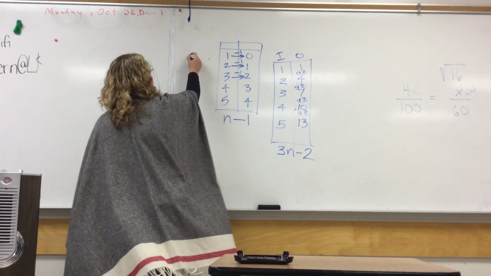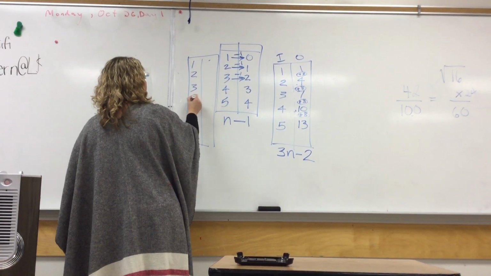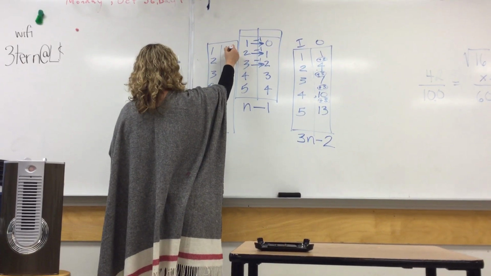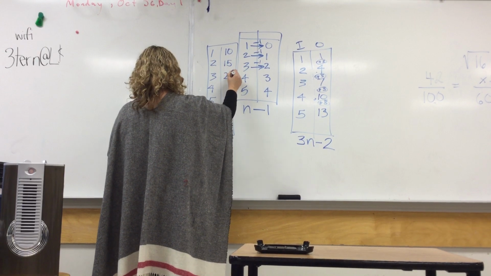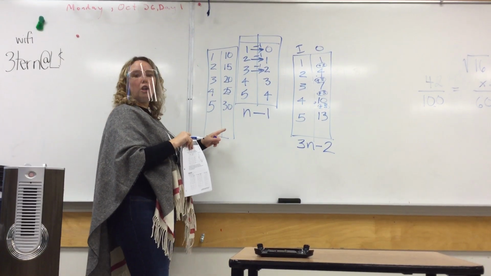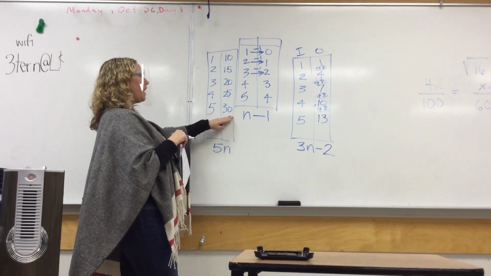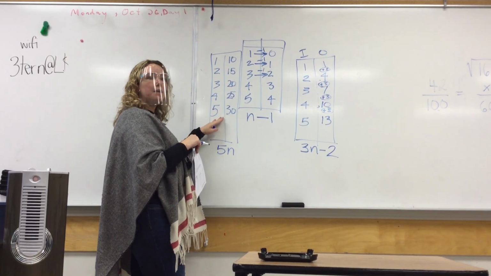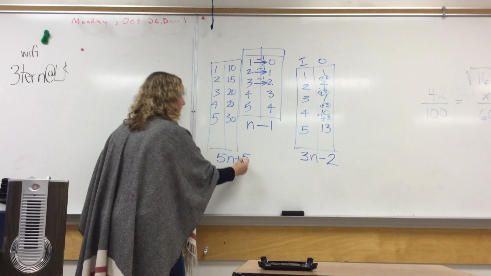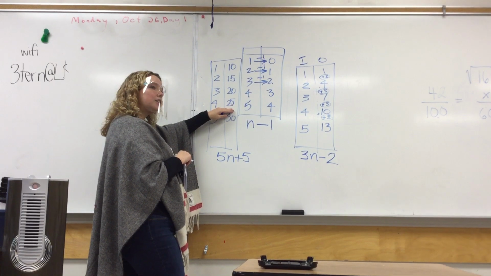Let's try it one more time. Inputs 1, 2, 3, 4, 5. Let's do outputs 10, 15, 20, 25, and 30. What is this output column going up by? 5. So 5n. 5 times 5 is not 30. What is 5 times 5? 25. How am I going to get it to 30? Plus 5. 4 times 5 is not 25. 4 times 5 is? 20. How am I going to get to 25? Plus 5.